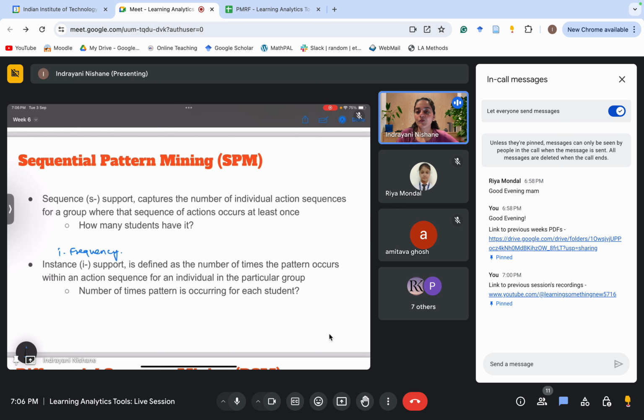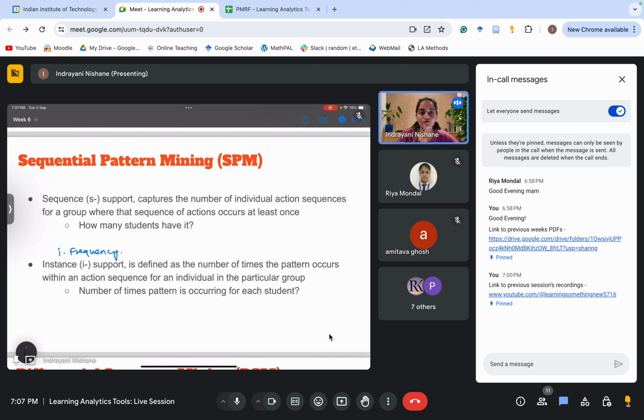So what does S support mean? The textbook definition is that it is the number of individual action sequences for a group where that sequence of actions occurs at least once. Yeah, very difficult to interpret or understand.